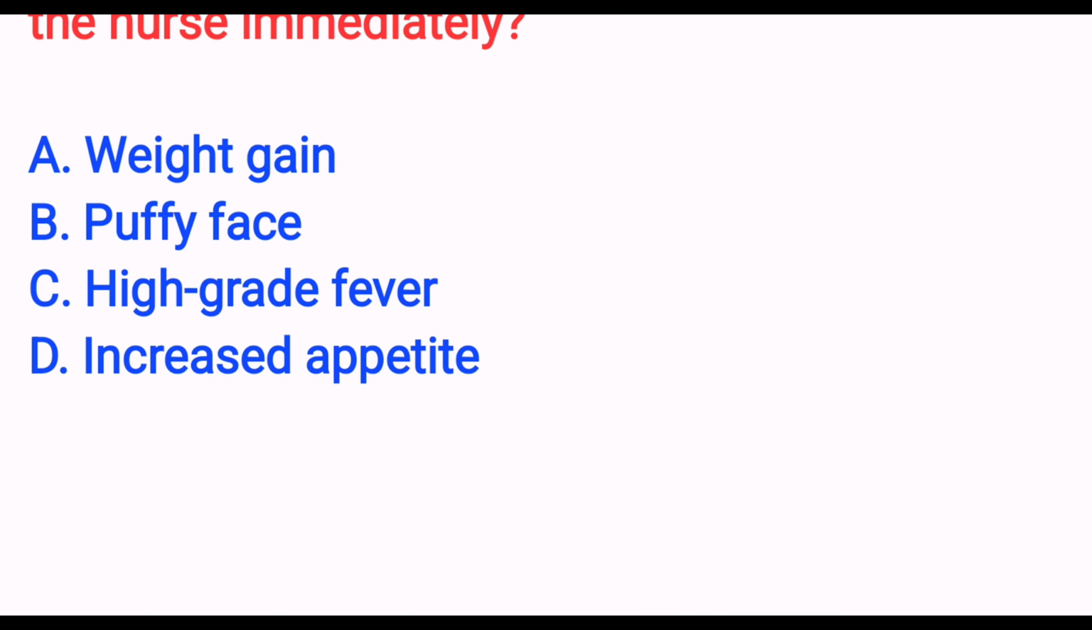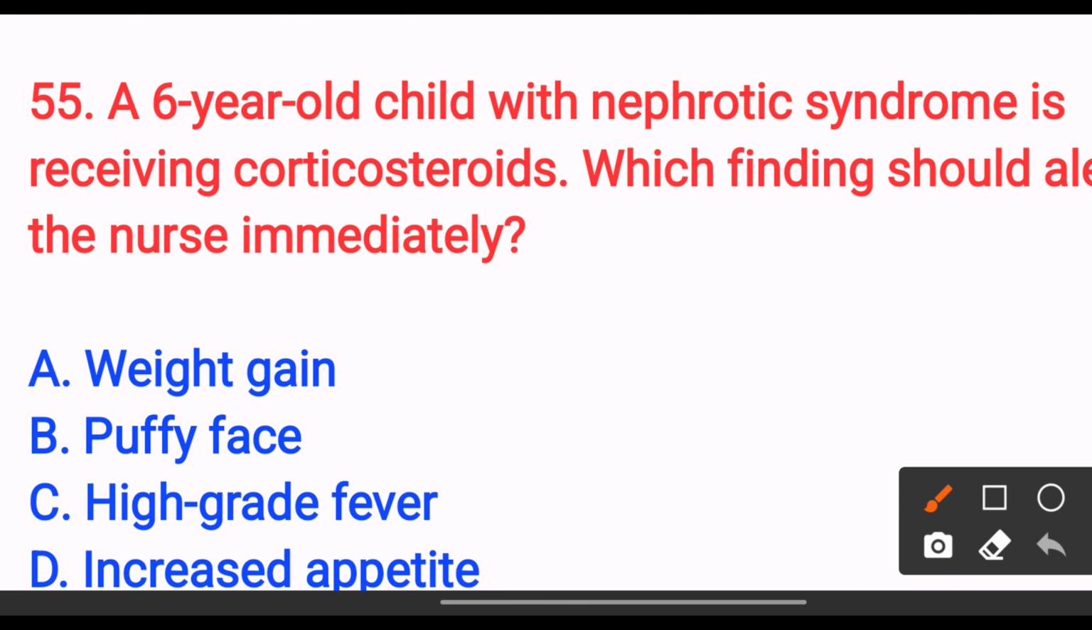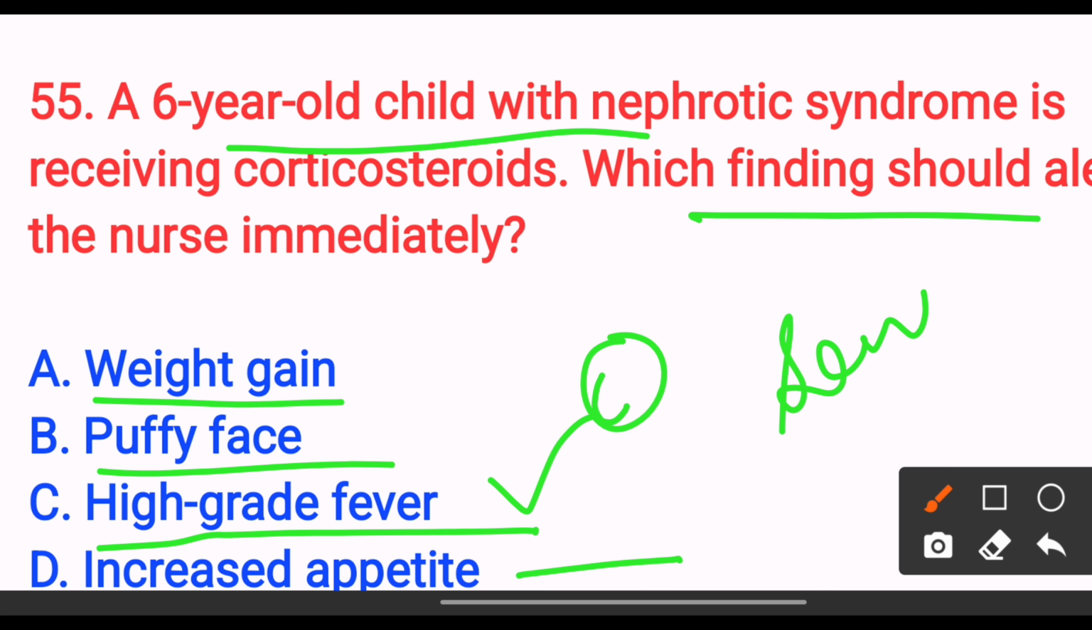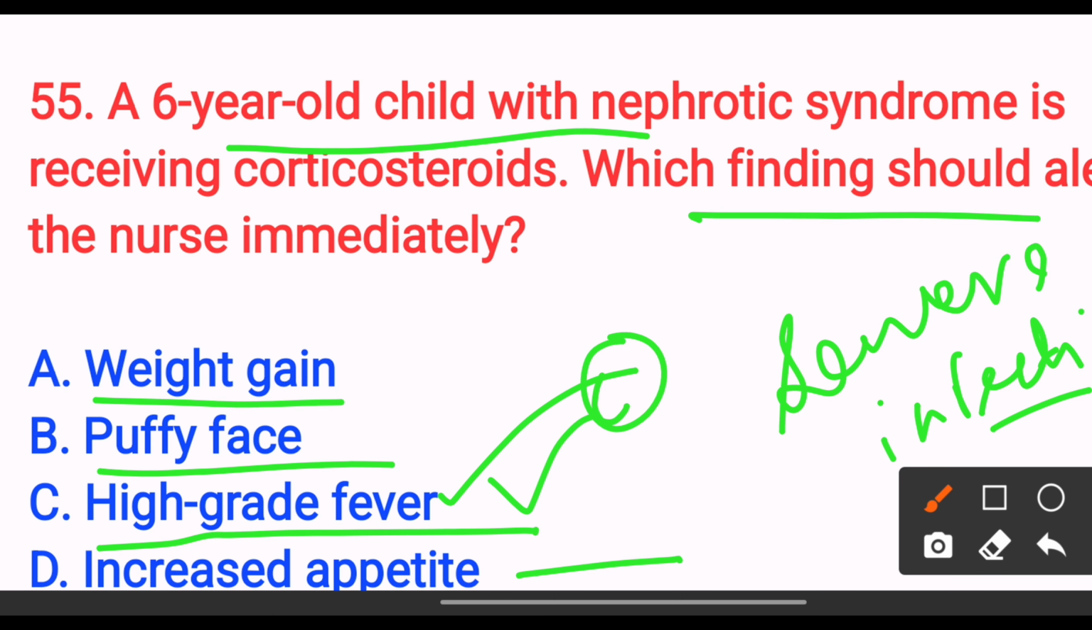Next, a 6-year-old child with nephrotic syndrome is receiving corticosteroids. Which finding should alert the nurse immediately? Option A, weight gain. Option B, puffy face. Option C, high grade fever. Option D, increased appetite. The answer is option C, high grade fever, because corticosteroids suppress immunity. It can cause fever, which may indicate a severe infection. So the answer is option C, high grade fever.